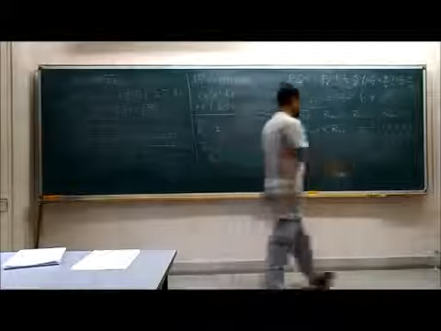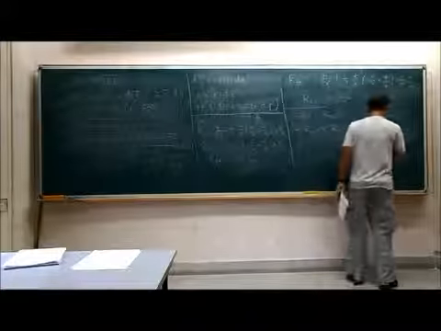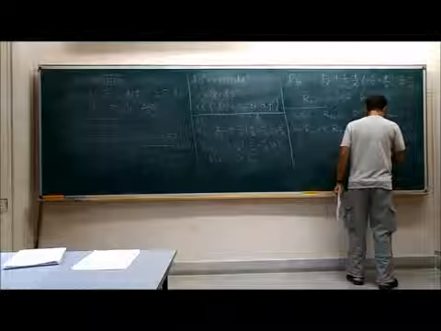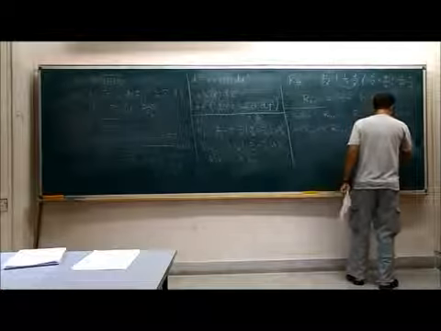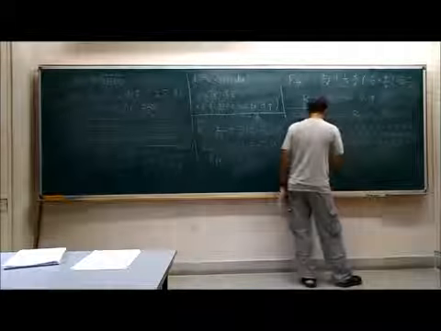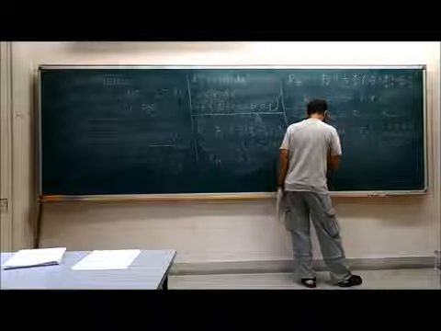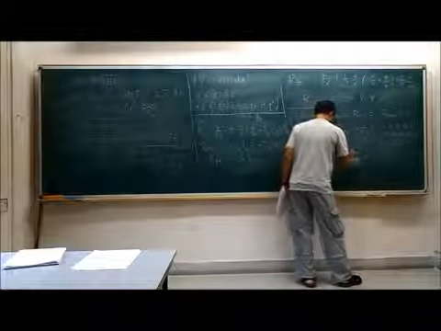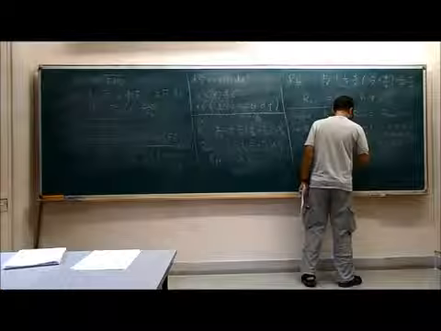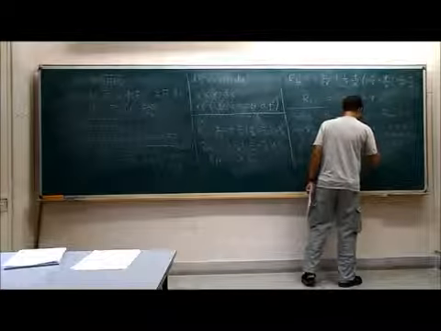The consequence is that psi chi is constant. So this is the derivative of psi chi. So that says that psi chi is constant. So there is really one independent function.